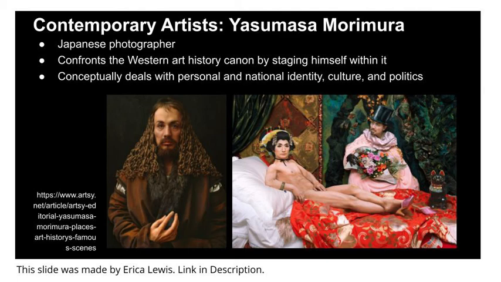And he conceptually deals with personal and national identity, culture, and politics. So he's really taking these famous images and flipping them on their heads and inserting himself into a history that he's been excluded from, and adding so much interesting commentary. Later in this class, when we talk about Venus of Urbino, I'll bring this back up because it's just so good.